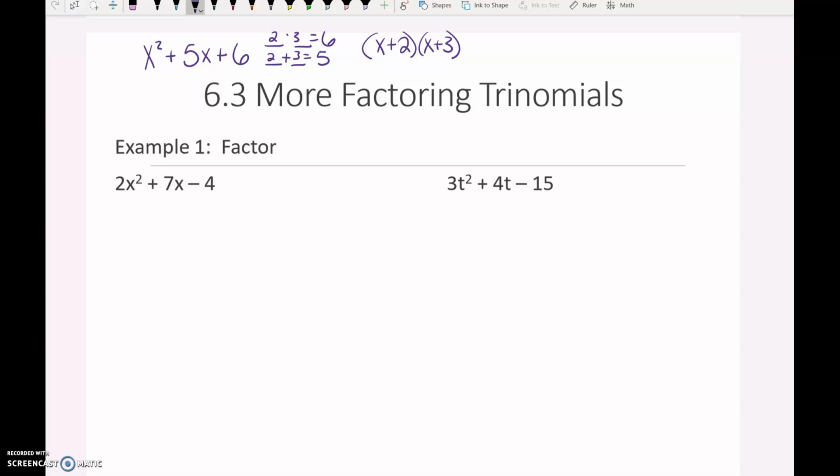Today, we're looking at trinomials that have a number in front of the x squared. So if we talk about how we did this yesterday, there is a number in front of this x squared. It's just a 1. I'll come back to that.